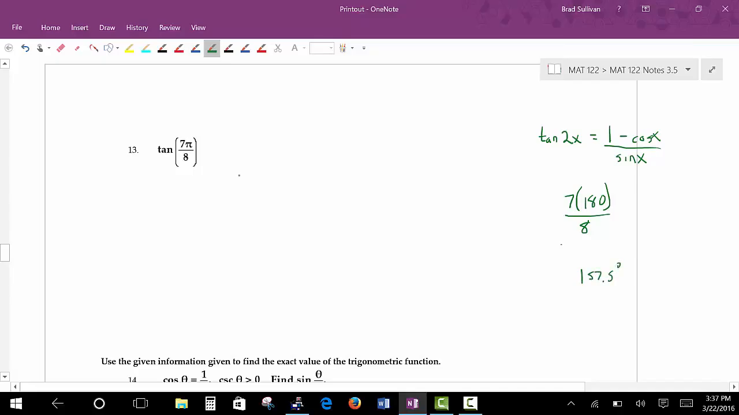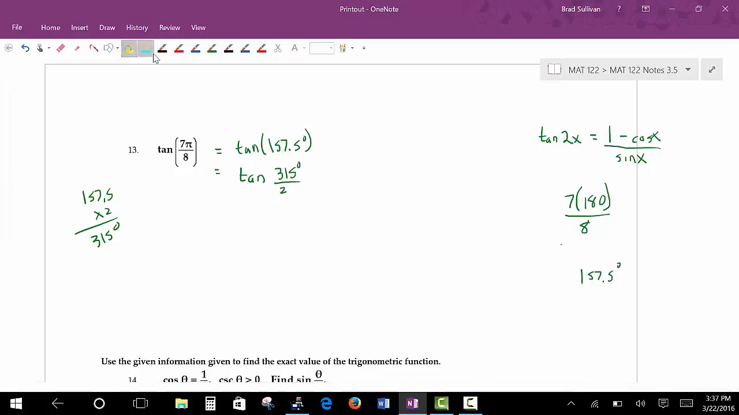It's 157.5. Thank you. Now we have tangent of 157.5, and we're going to double that angle. So at the side of my paper, you can use your calculator if you want to. We're going to double that angle, and that's going to fall on the unit circle as 315 degrees. So we're going to write this as the tangent of 315 degrees divided by 2. So in our identity, x is going to be 315. It's the angle that is being cut in half.